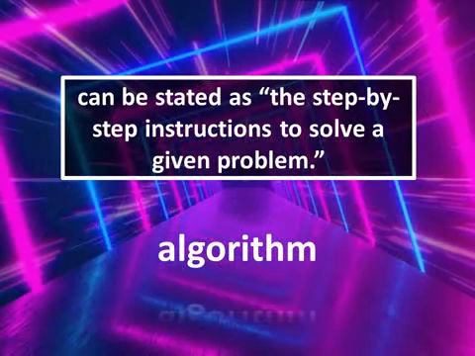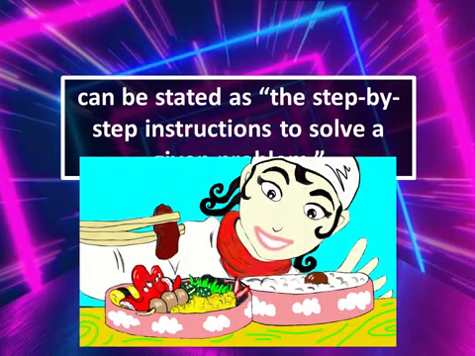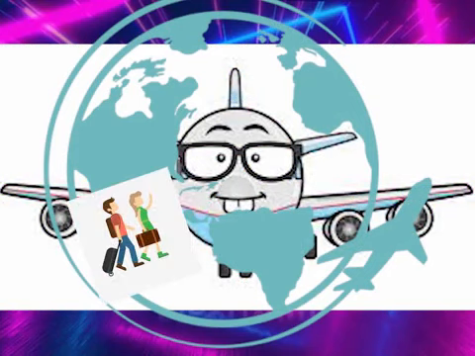A formal definition of an algorithm can be stated as the step-by-step instructions to solve a given problem. Algorithms can be extracted from even the most mundane of tasks, such as preparing food in one's morning routine. Traveling between places is another good example, and it can be accomplished in many ways: by flight, by bus, by train, or by bicycle. We choose from these options based on their availability and convenience to us.